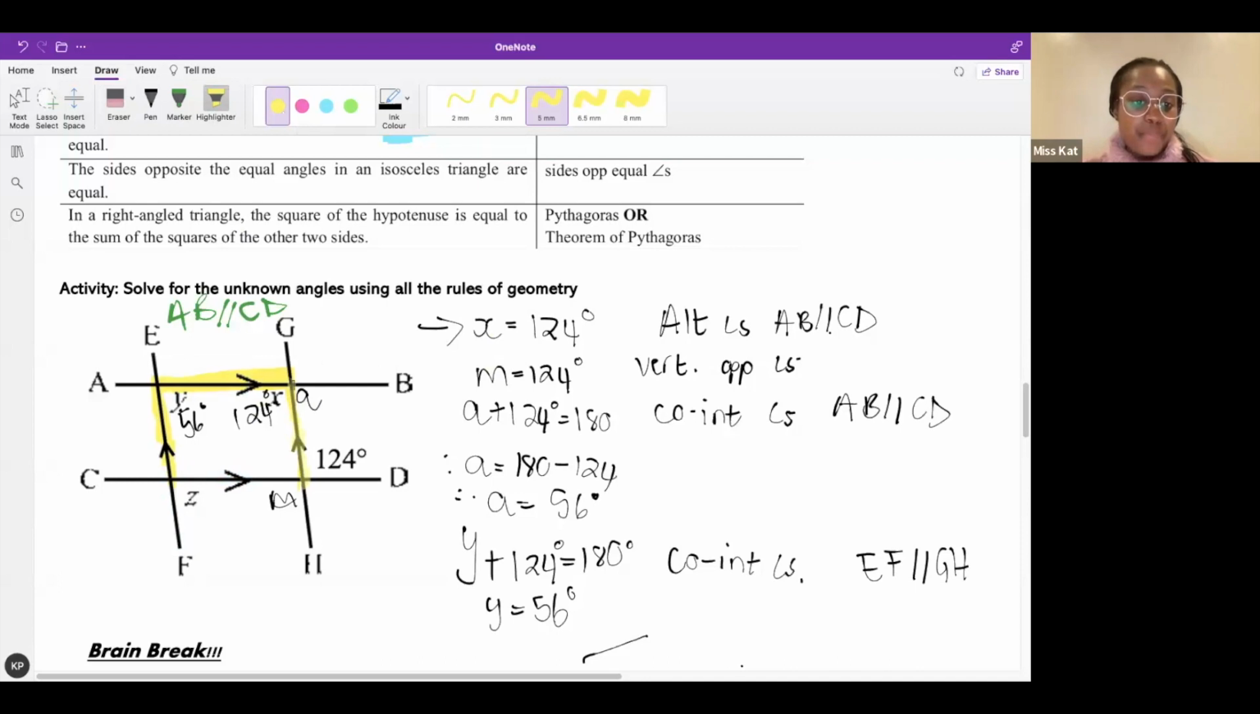Yes, ma'am. So that's what I did. I said 124, which was my X, plus Y is equal to 180 because they are co-interior angles. And the parallel lines I used are not AB and CD. There's these ones going down. Can you see? Yes, ma'am. EF is parallel to GH. Do you understand? Yes. Wonderful. Did I answer your question? Yes, ma'am. Thank you, ma'am.